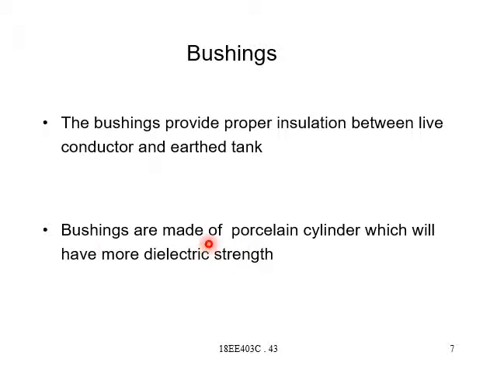Since it is an insulating material, the bushings are made up of a porcelain cylinder, which has more dielectric strength. Generally, insulators are made of porcelain, though they may also be made of other materials like ceramic, glass, fiber and so on. Mostly, porcelain material is used.